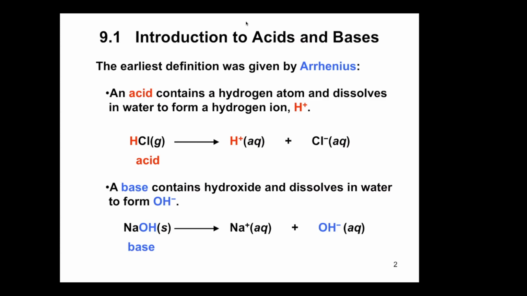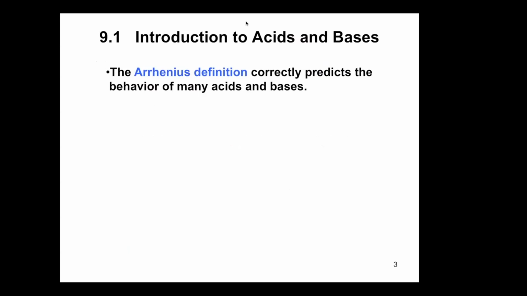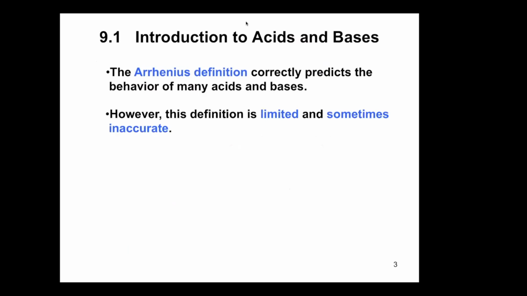Now, over time, somehow it predicts the behavior of the acids and bases during chemical reaction. However, there are some irregularities in the acid-base definition of Arrhenius. Kasi halimbawa, there are some compounds that don't contain OH in their chemical formula. However, hindi nagbe-behave siya as a base. If we will base it on the Arrhenius definition, a base will always contain an OH.